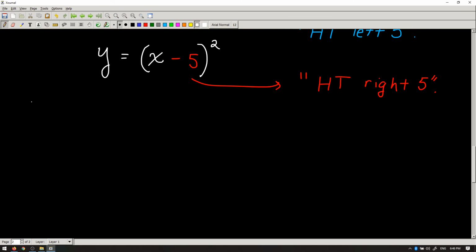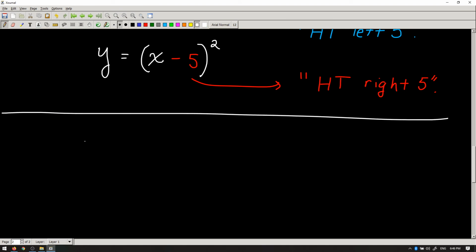Well, here's what I would get. I would get y equals -2 bracket x plus 5 squared plus 5.